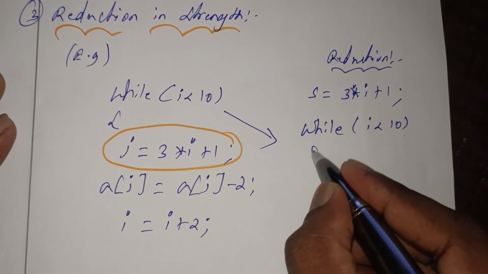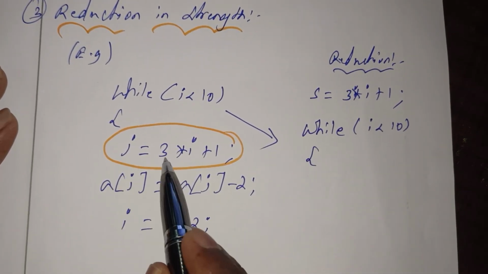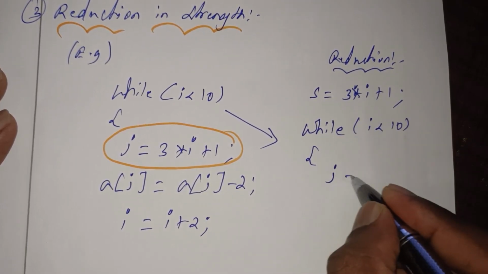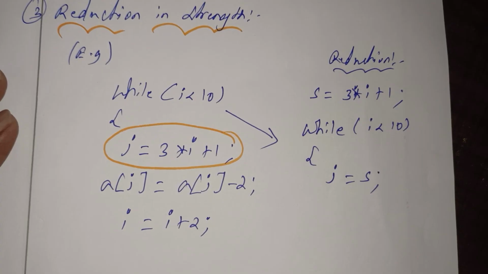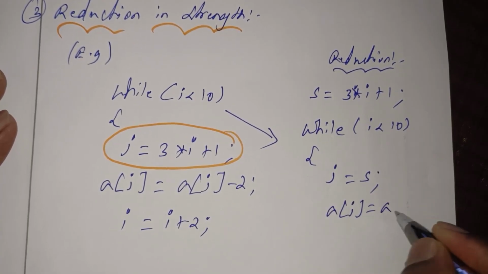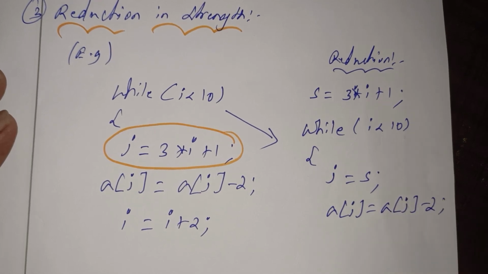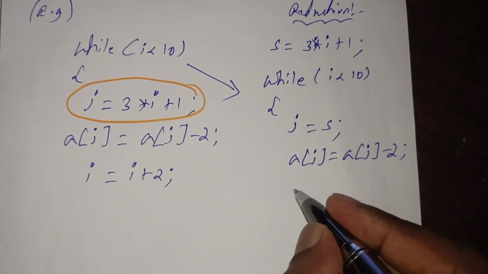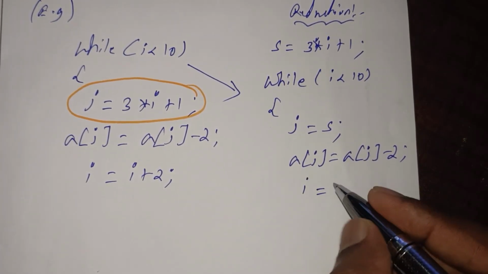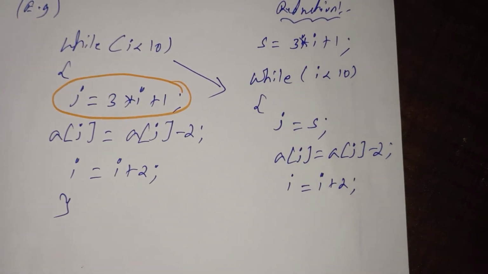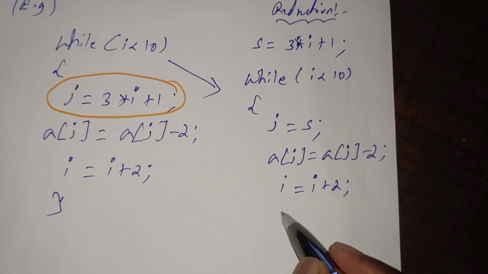Again you open a loop where you can find j is equal to 3 asterisk i plus 1 has been moved here with the value s. So I'm replacing j with j is equal to s, right? So a of j is equal to a of j minus 2. This is not going to make much change in this particular process, right? Again i is equal to i plus 2. I forgot to close the braces here. Now if I close the braces here, this code is wrong.